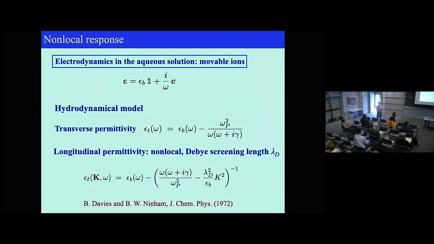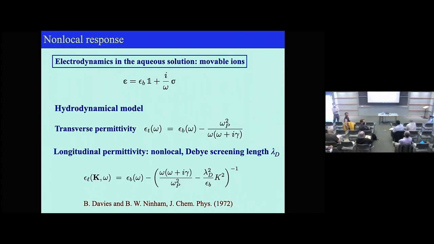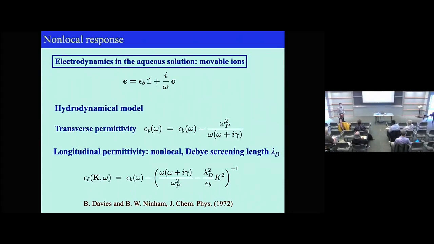Any other questions? The salt that you used in the experiment, it was just monovalent salt. Yes, it was sodium iodate, right?